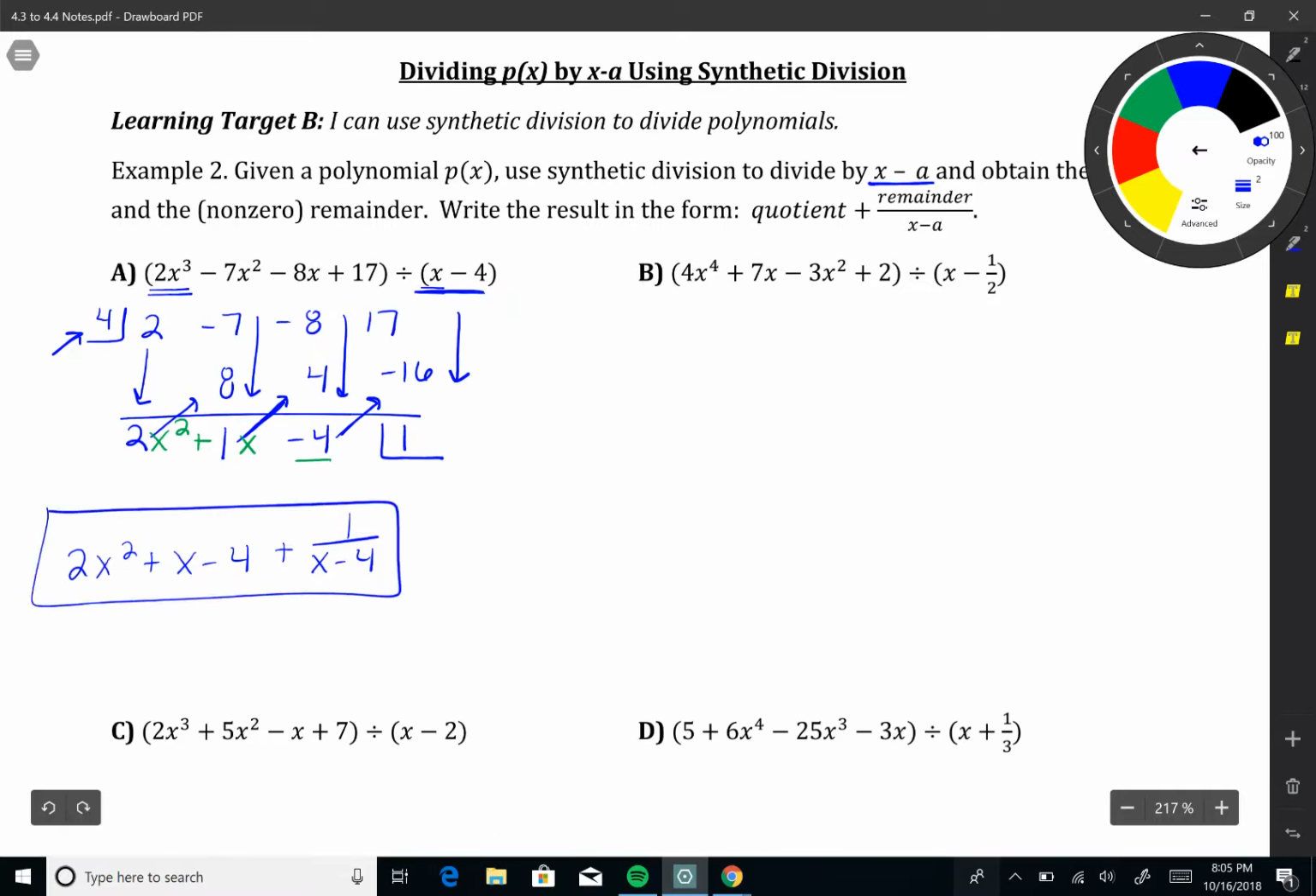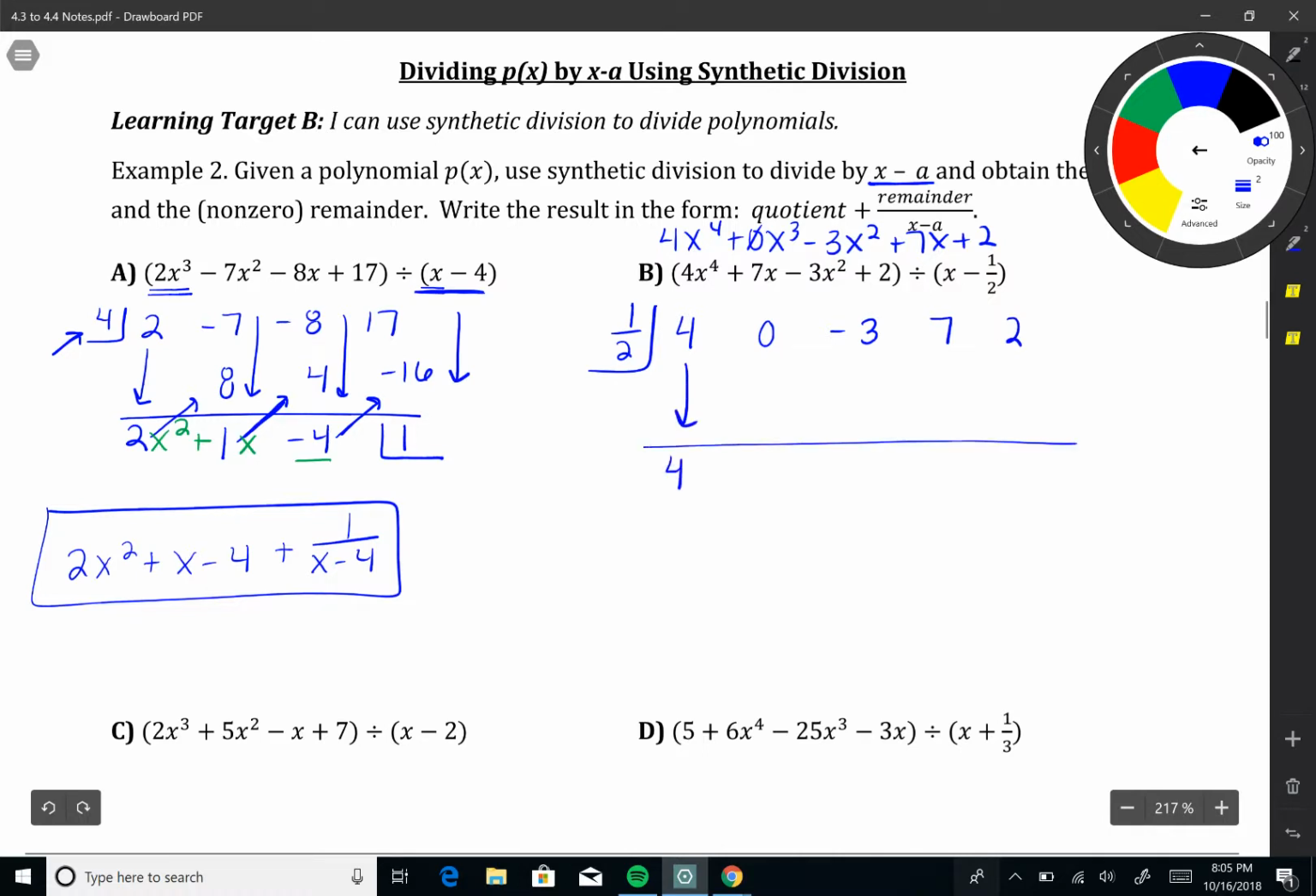All right, let's try B. We have 4x to the 4th plus 7x minus 3x squared plus 2 divided by x minus 1/2. The first thing I'm going to do is put a positive 1/2 in my box. Then I'm going to make sure my polynomial is written in standard form, which this one is not. That's going to be 4x to the 4th, I don't have a cube term so it'll be 0x cubed, then minus 3x squared plus 7x plus 2. So the coefficients I'm going to list out are 4, 0, negative 3, 7, and positive 2.